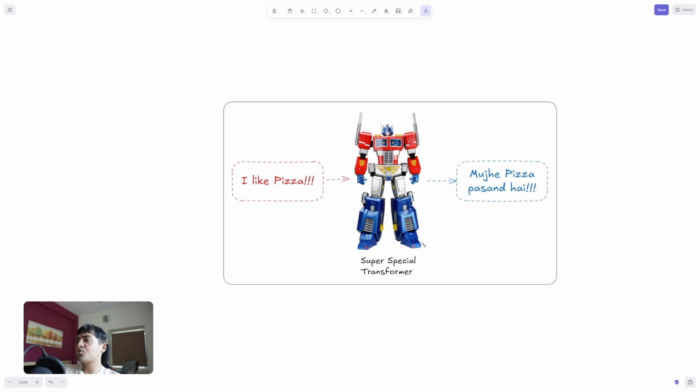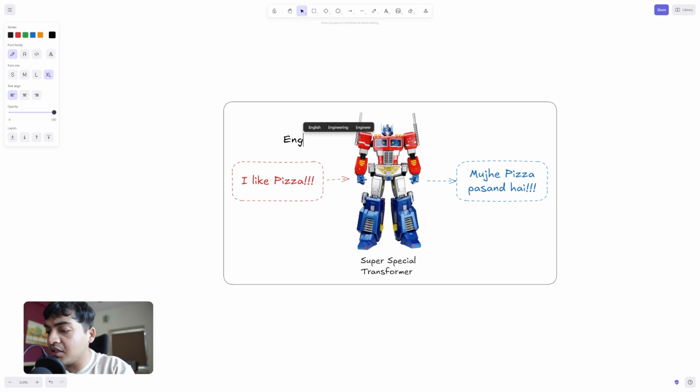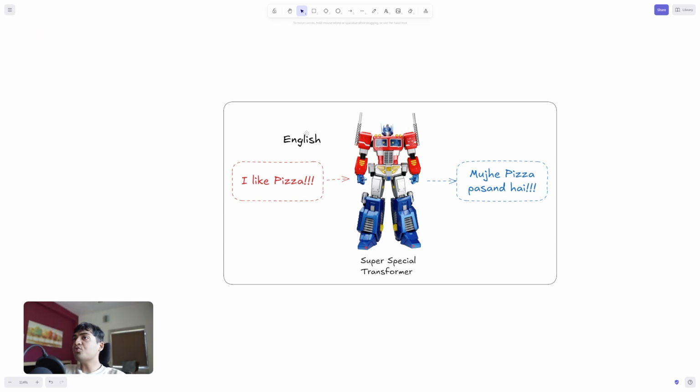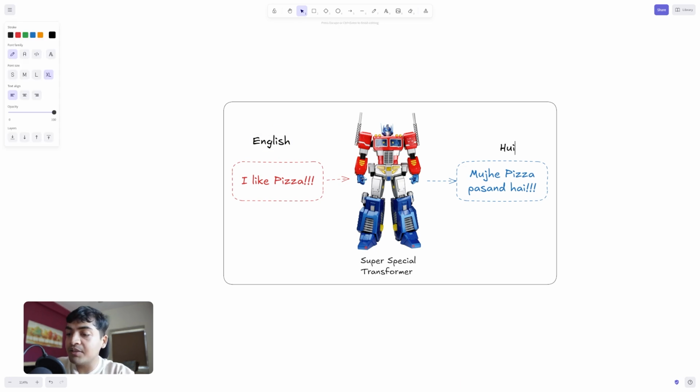So I have this super special transformer with me to which I give a sentence in English. And I want to translate this into the language that I desire, that is Hindi. So I know what the final output is going to look like and I know what my input is. The input is I like pizza and the output would be mujhe pizza pasand hai. So let's see how the transformers deal with this.